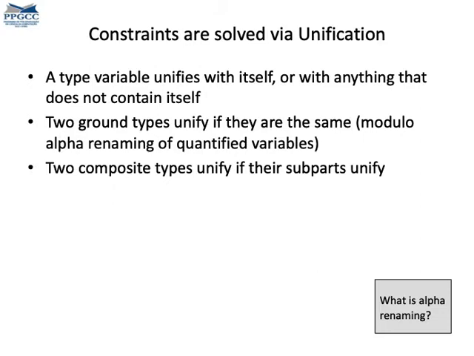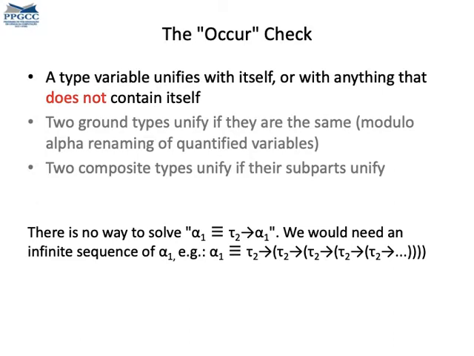So, an open type variable unifies with itself, or with anything that does not contain it. Two ground types unify if and only if they are the same, and two composite types unify if their subparts unify. Notice that we cannot unify a type variable with another structure that contains it, plus something else. Like in this example in which alpha1 unifies with tau2 arrow alpha1. Unification will try to build an infinitely long type, in this case, an infinitely long sequence of tau2s.